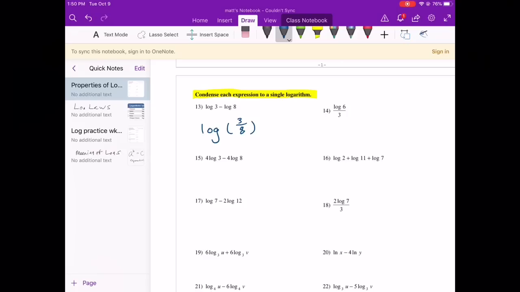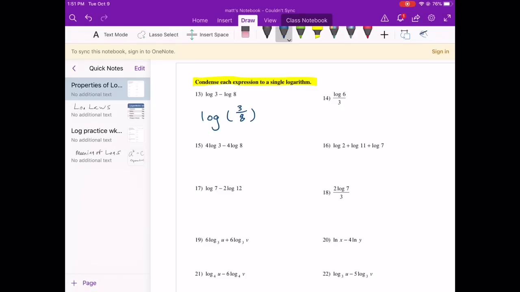Now that's a little bit different from something like number 15, where the 4 out front makes me think of an exponent. Since it's the 4 on both, you can almost see this as 4 times log 3 minus log 8, which then indicates that this is going to be 4 times log, and then it's going to be a ratio 3/8. There I go. That's how I'm going to use that.